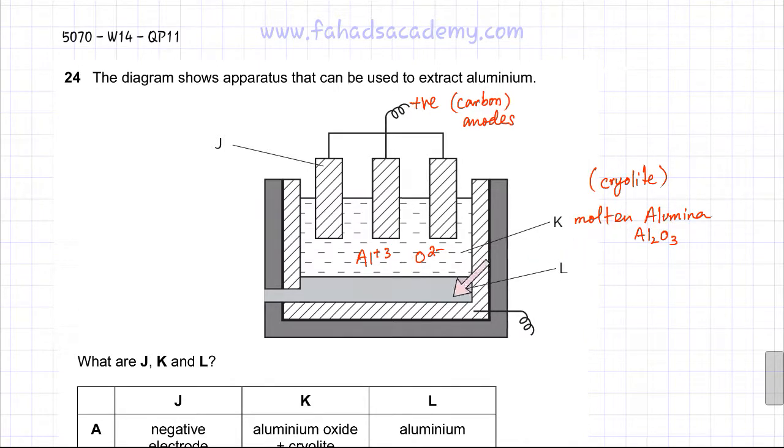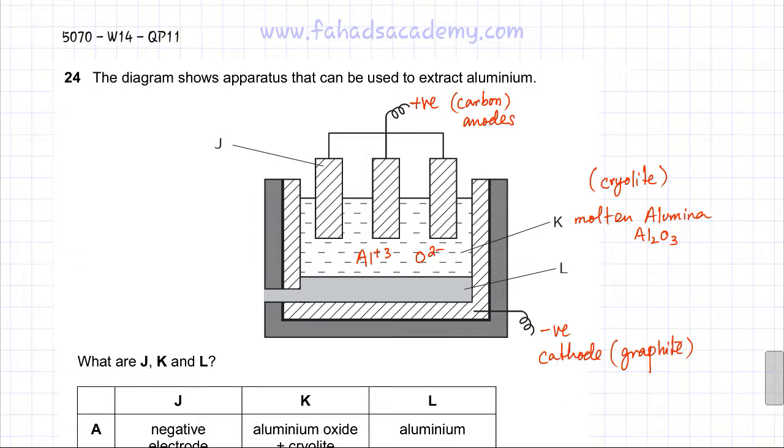This entire container over here is a graphite lined container, and it is connected to a negative terminal. This is your cathode. So your container is basically made out of graphite and it is your cathode.